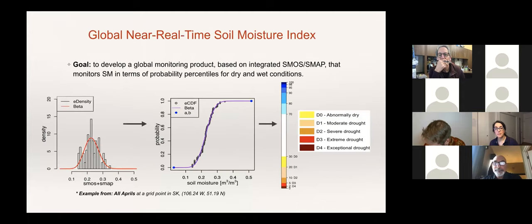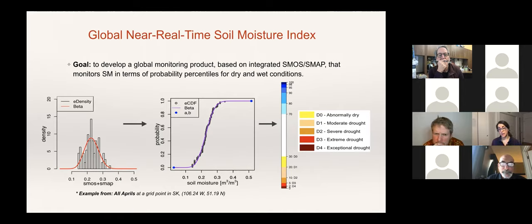For my past work, I chose to talk about a publication that Jay is also a co-author on. It's a project funded by NASA about developing a global near real-time soil moisture index using integrated SMOS and SMAP data. I integrated this data to have longer-term data for calibration. And then for every 36 kilometer grid on Earth, I fit a beta distribution to the data. This is an example of a grid point in Saskatchewan.